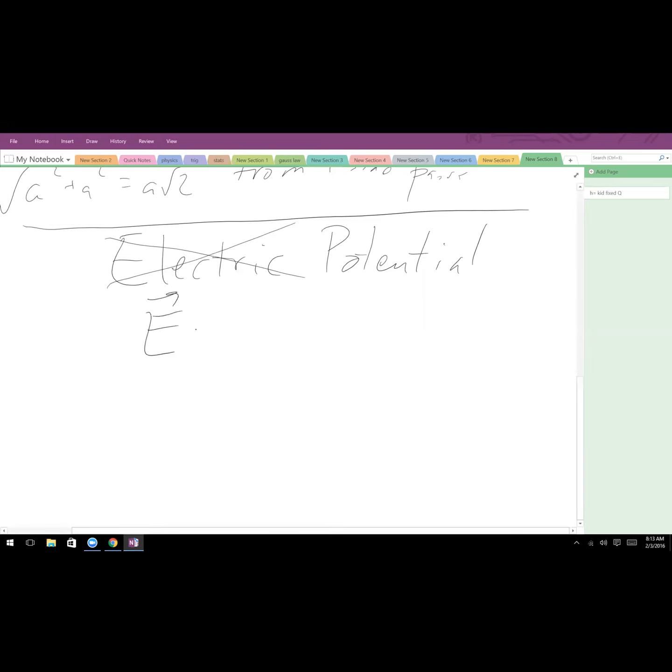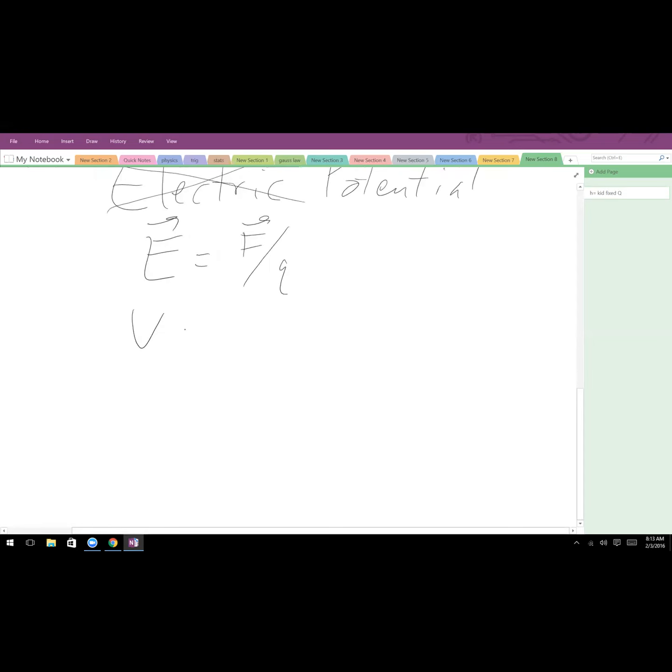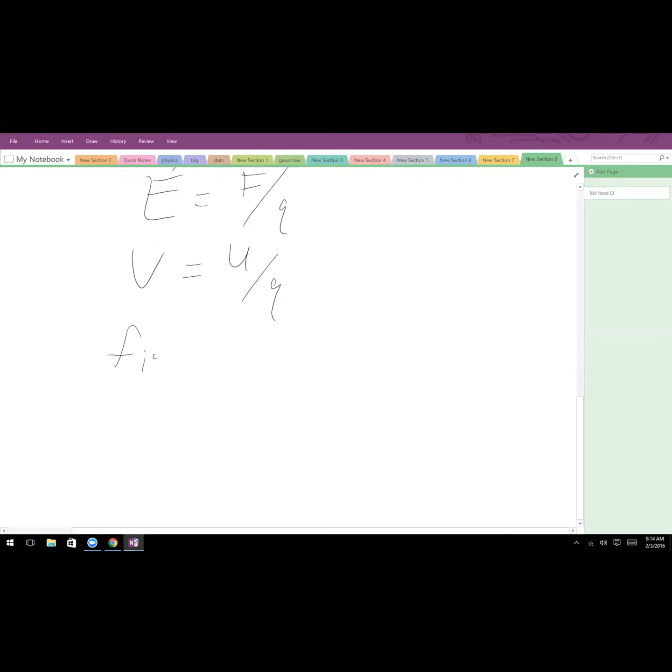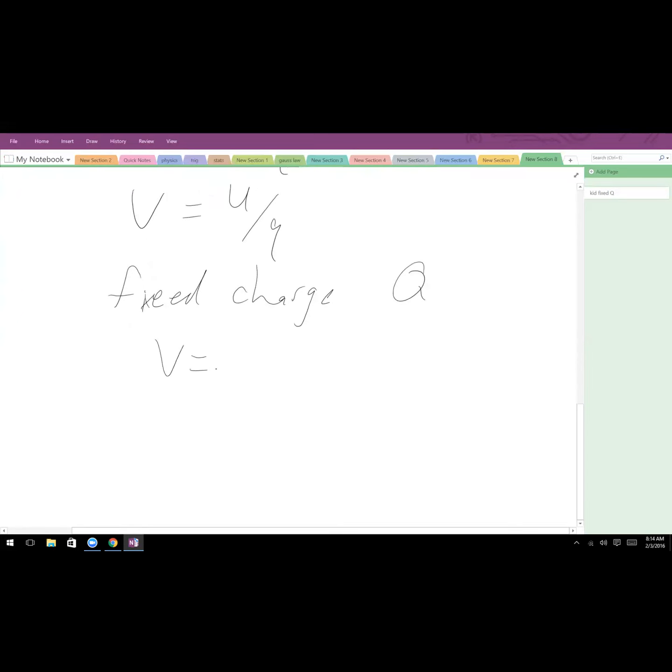Okay, so just like the electric field was force per unit of charge, we're going to do the same thing. We're going to say the electric potential is potential energy per unit of charge. So like for our fixed charge we had earlier, the V would be just kQ over r. So we just took out the charge of the one that's not fixed. Right. Okay.